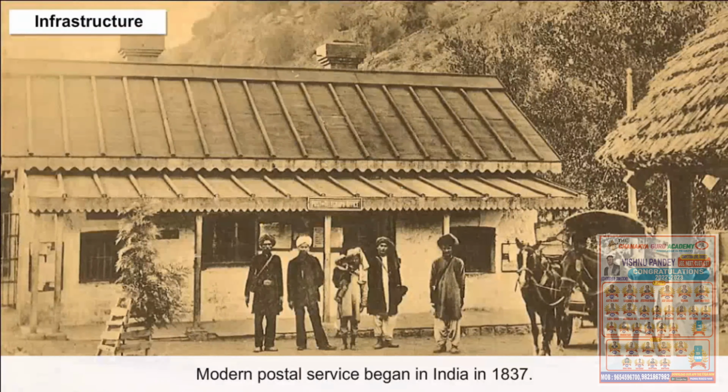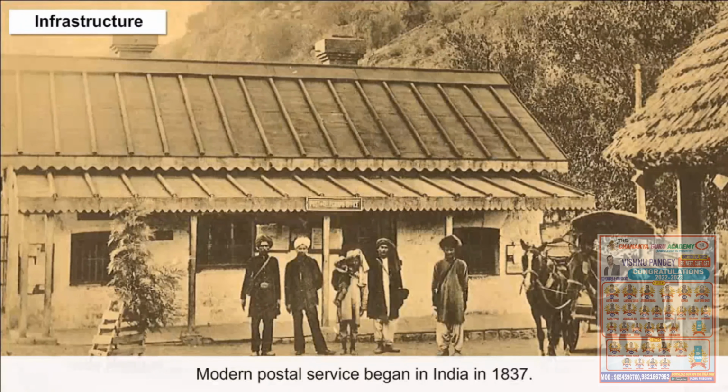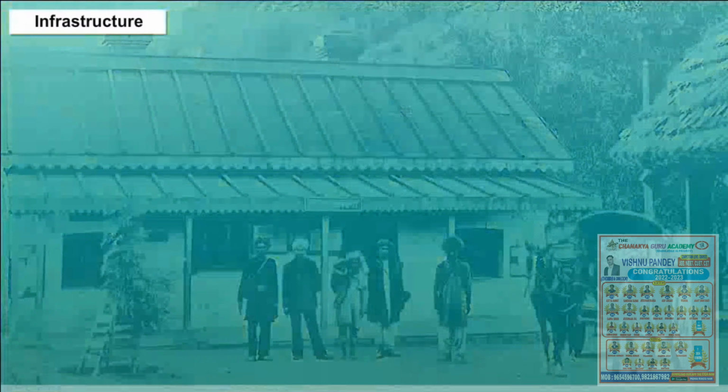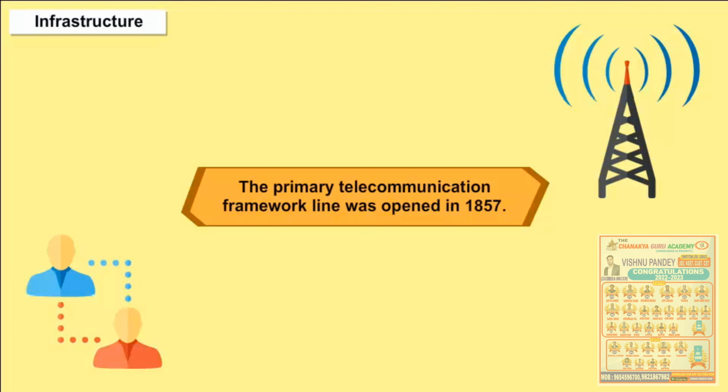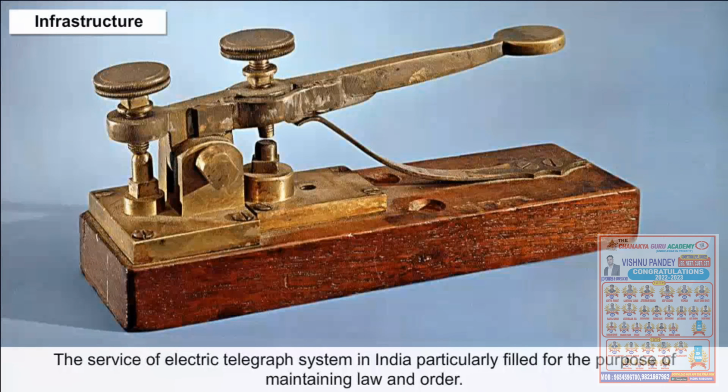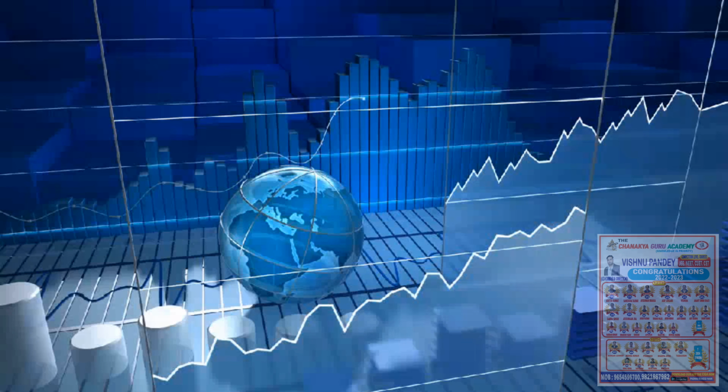Modern postal service began in India in 1837. The primary telecommunication line was opened in 1857. The electric telegraph system in India particularly served the purpose of maintaining law and order.